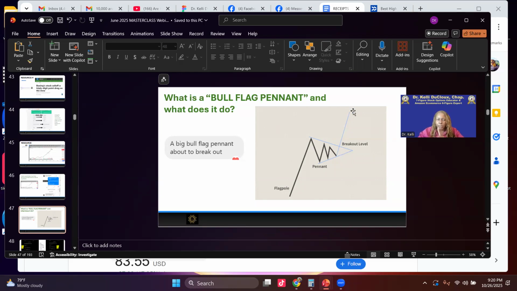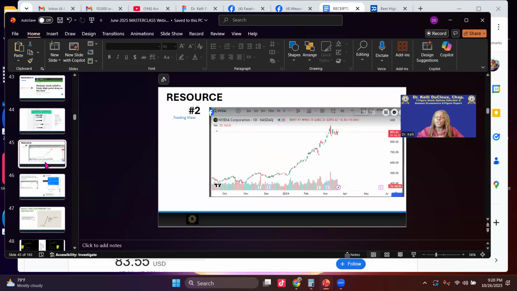Okay. Y'all ready to play the next one? Let's look at it again. Let me know when you see the pennant, when you see the flagpole, and when you see the triangle. When you see it, put it in the chat. I see it. And then I'm going to show it to you guys.